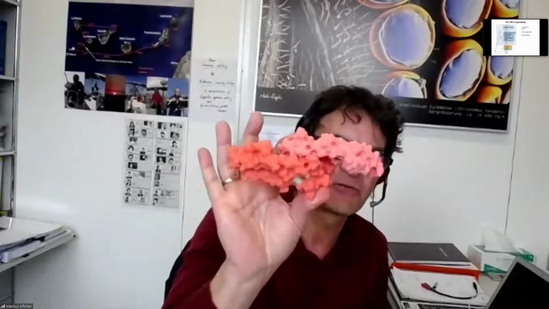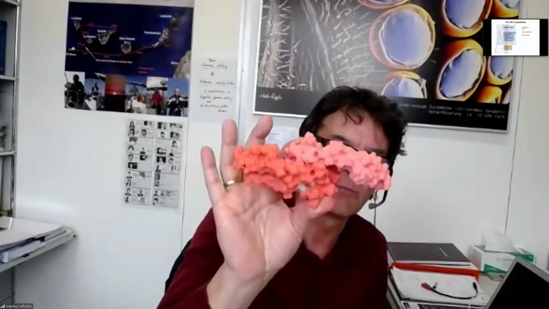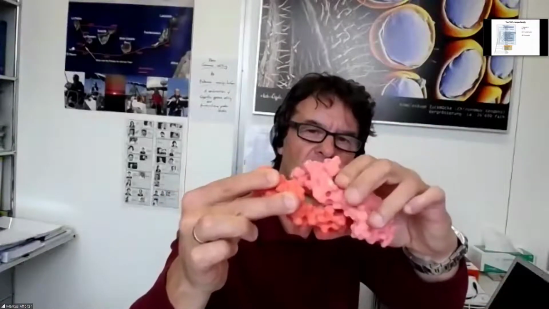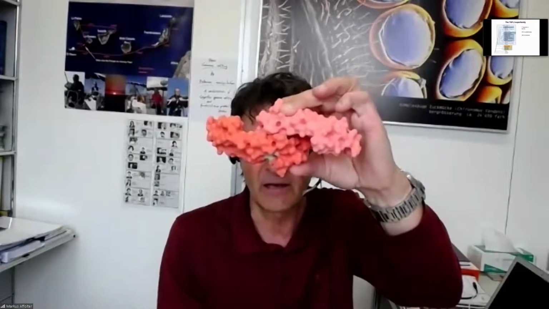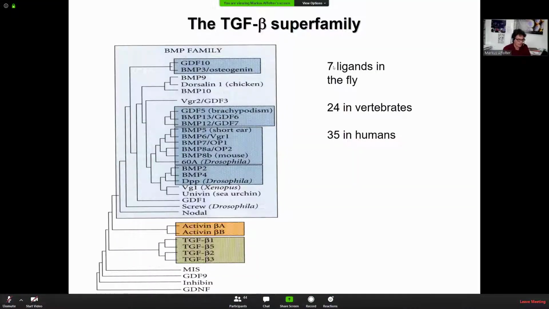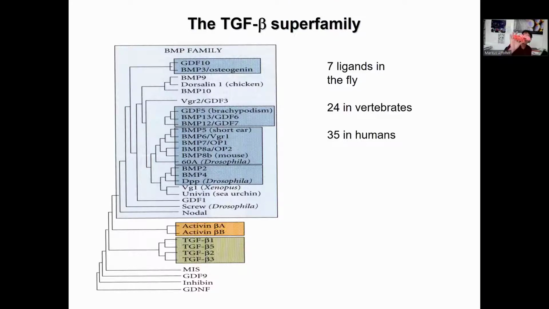And there are 35 genes in humans that encode molecules that look like this. This is one single monomer encoded by the gene, and then this protein dimerizes during the secretory pathway and becomes like this. So there are 35 different genes encoding molecules like this in humans. There are 7 of them in flies. They're not only pink molecules like this, but there are also blue molecules that look like this.